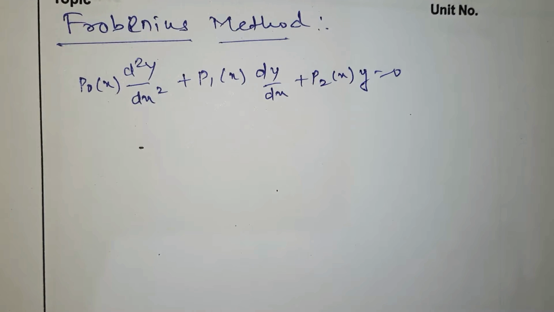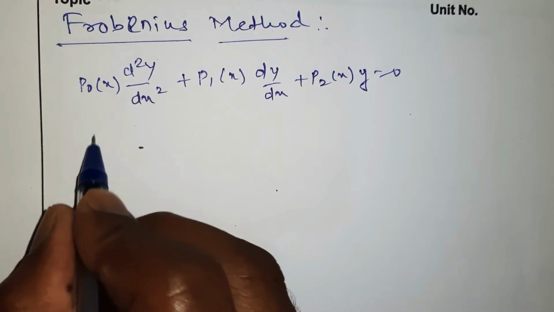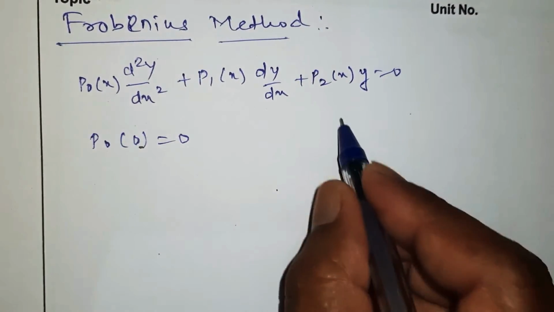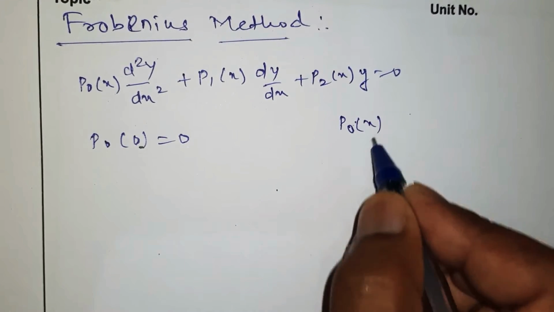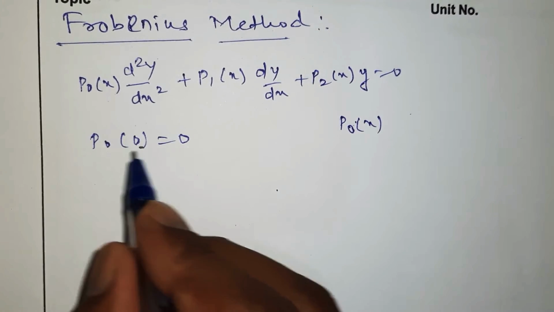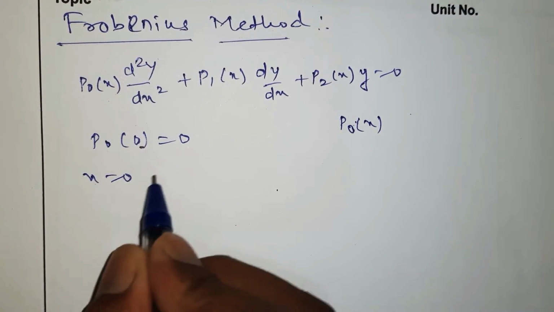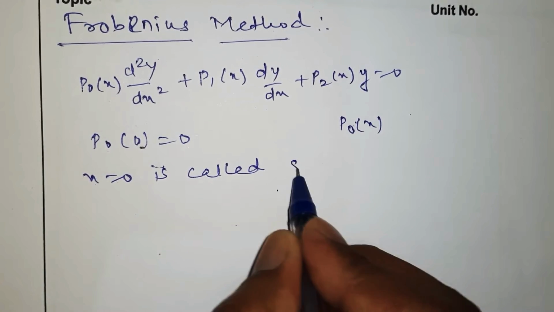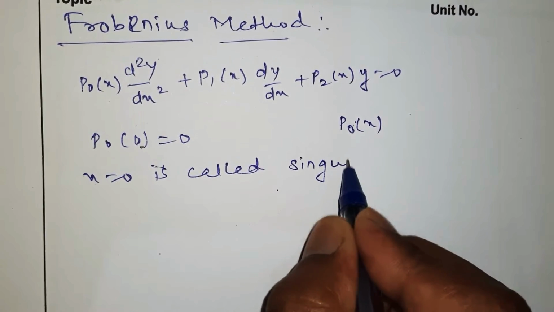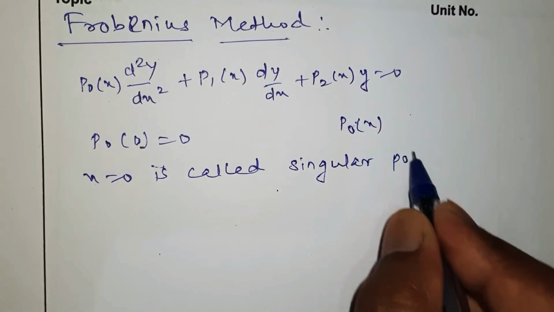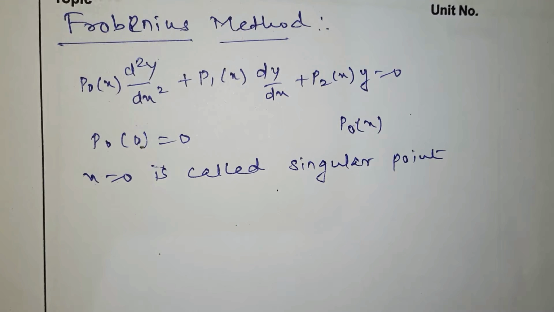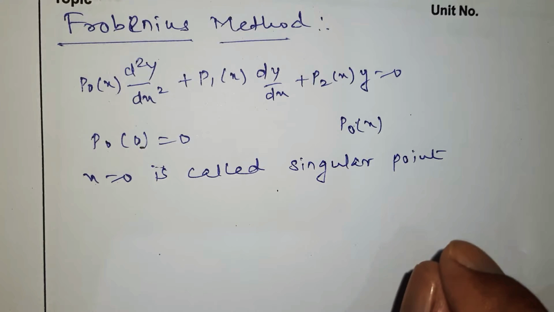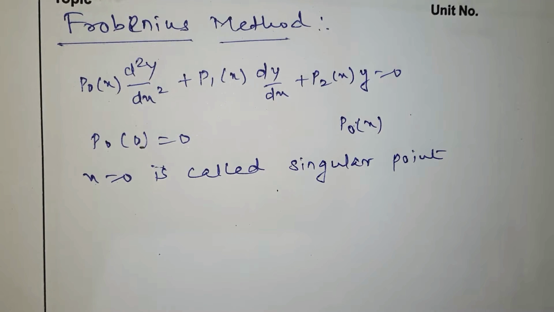Now here singular point means what? P0 of 0 is equal to 0, means in this p0 of x, if I put x equal to 0 and I get 0, then x equal to 0 is called singular point. Understood the concept of singular point? Now singular point has two natures. First one is a regular singular point and second one is irregular singular point.